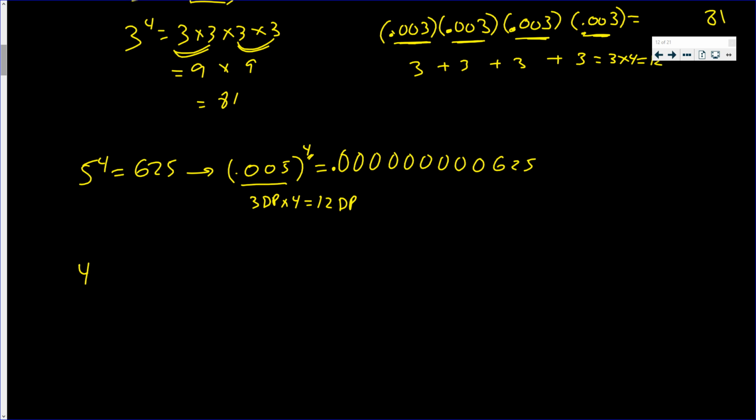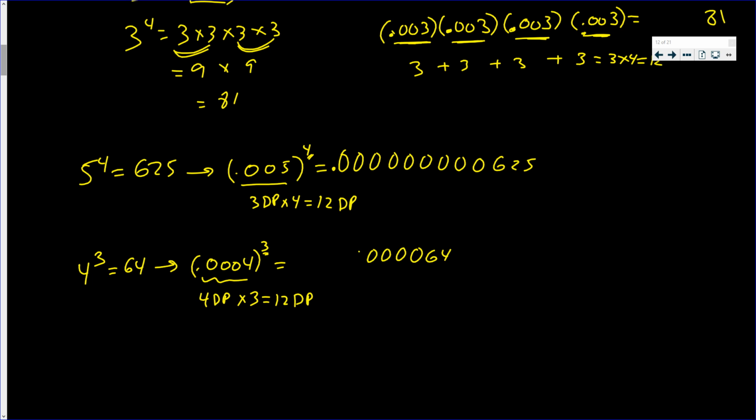Okay. It turns out that 4 to the 3 is 64. So what would 0.0004 to the 3 be? Well, this is a 4 decimal place number, and I'm multiplying it by itself 3 times. So I'm going to get a 12 decimal place number. And 4 cubed is 64. But it has to be 12 digits long. That's 2. 3, 4, 5, 6, 7, 8, 9, 10, 11, 12 decimal place.